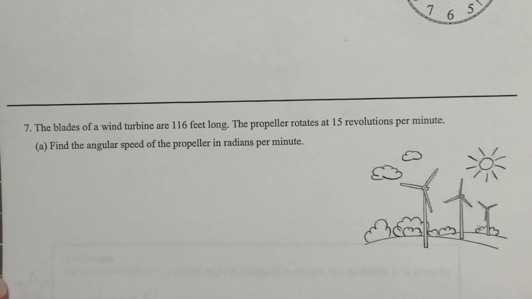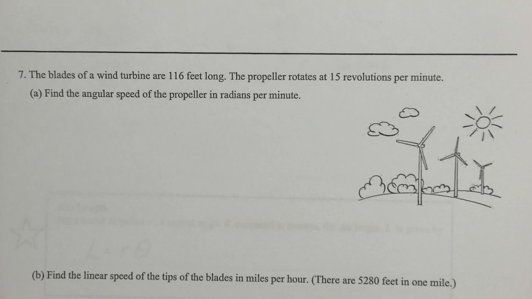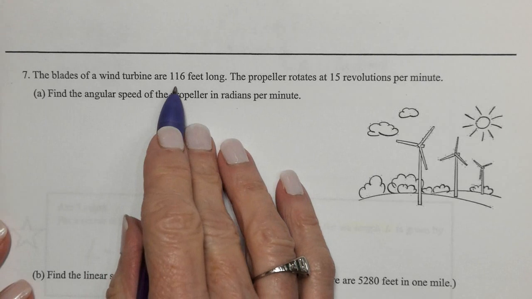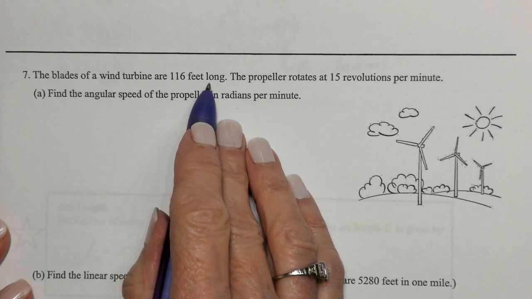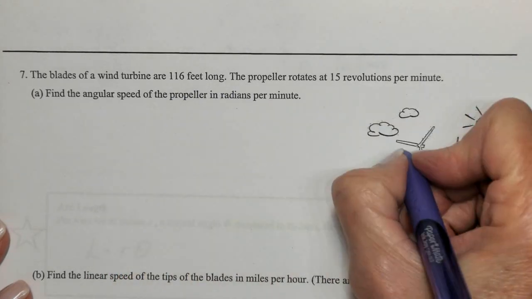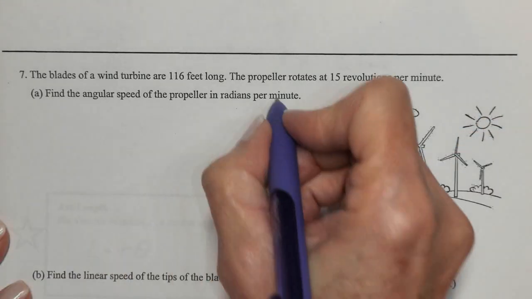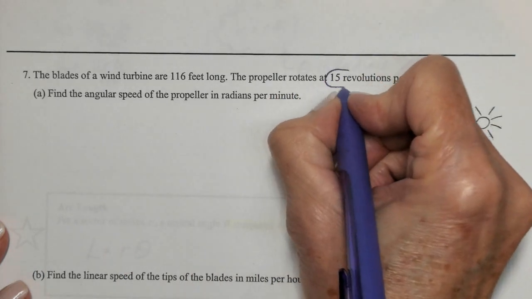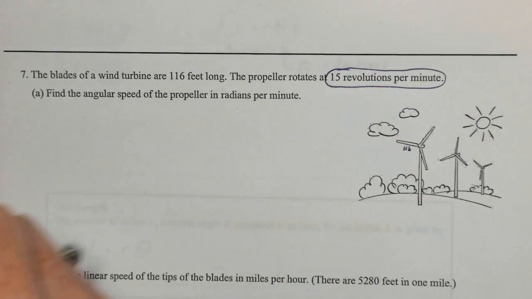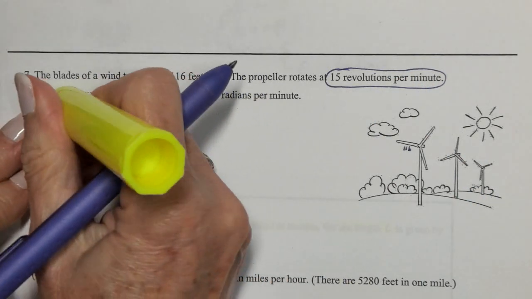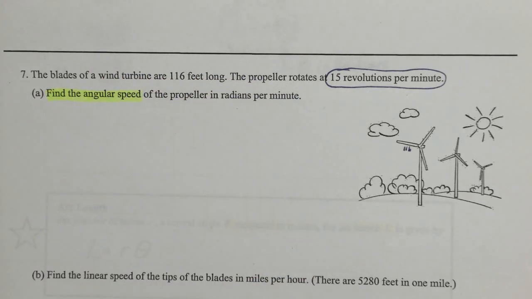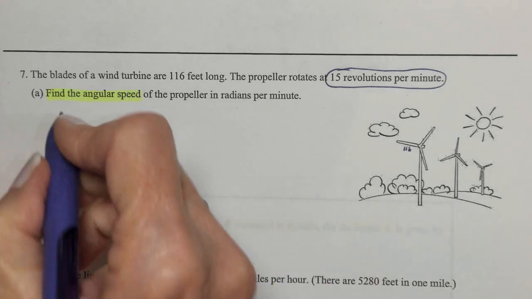Number 7. The blades of a wind turbine are 116 feet long. The propeller rotates at 15 revolutions per minute. Find the angular speed of the propeller in radians per minute.